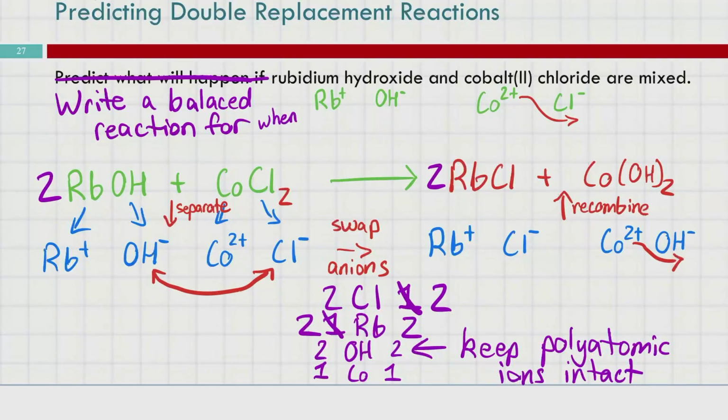Rubidium is balanced. Looking at our hydroxide, on the reactant side, we also have 2 hydroxides. On the product side, we've got a subscript of 2 on our hydroxide in cobalt-2 hydroxide. So hydroxides are balanced. Next up, the cobalt. We have 1 cobalt. On the product side, we have also 1 cobalt. And then the last check is our chlorines. We've got 2 chlorines because of our subscript of 2. Our coefficient of 2 in front of rubidium chloride, RbCl, means that we also have 2 Cls. So everything's all balanced up and good to go.